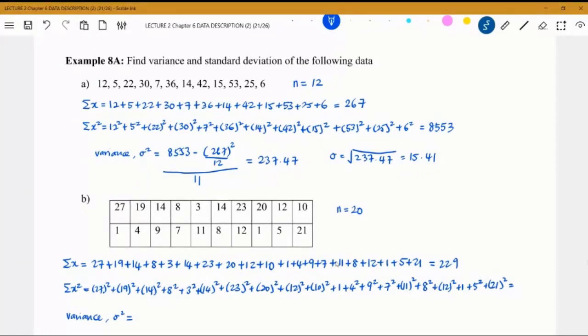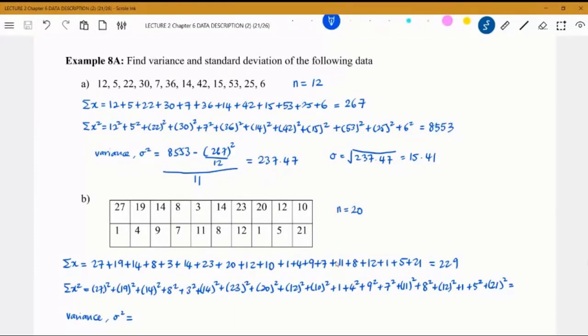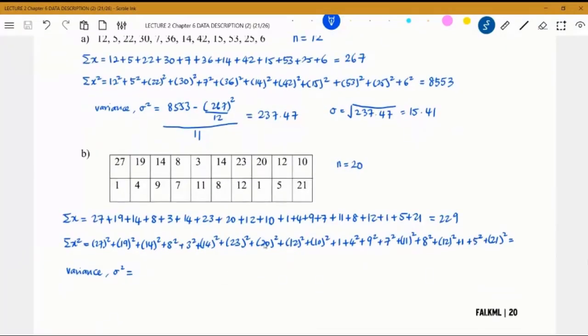I would like to call Tanushri. Summation x squared, what should we get, Tanushri? How much did you get? Sorry? Still calculating. Okay.